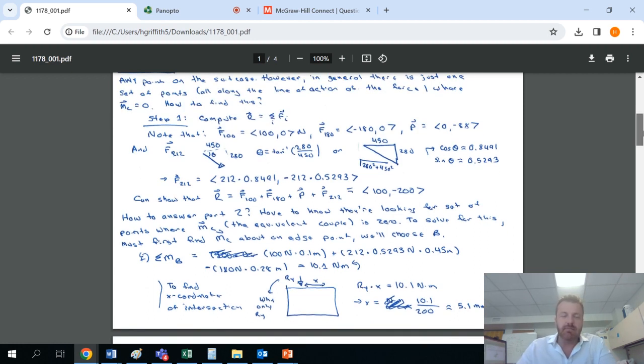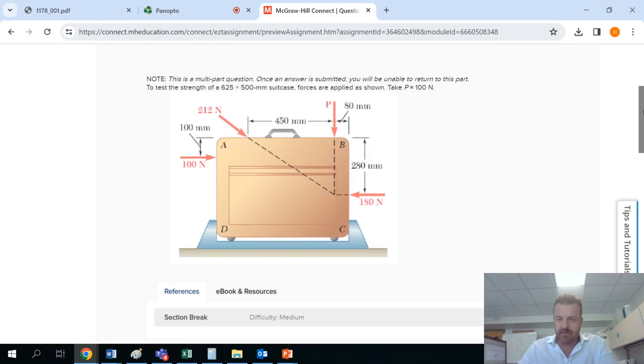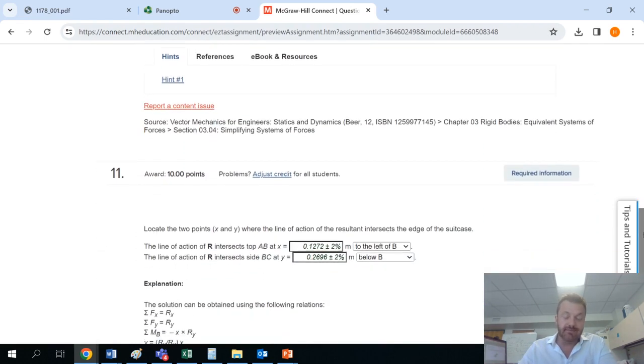So what do they mean about part two? I want to just read the actual way it was worded, just to at least explain to you why I thought it was confusing. They say, locate the 2 points where the line of action of the resultant intersects the edge of the suitcase.